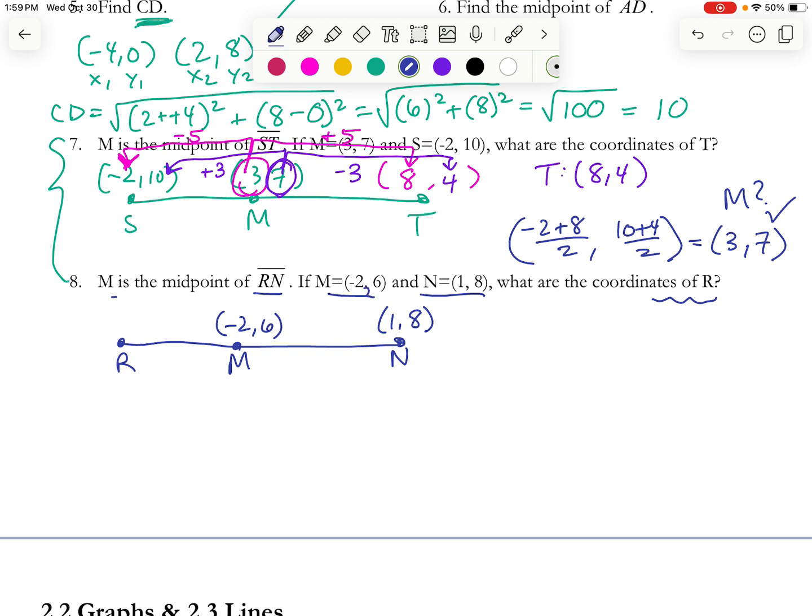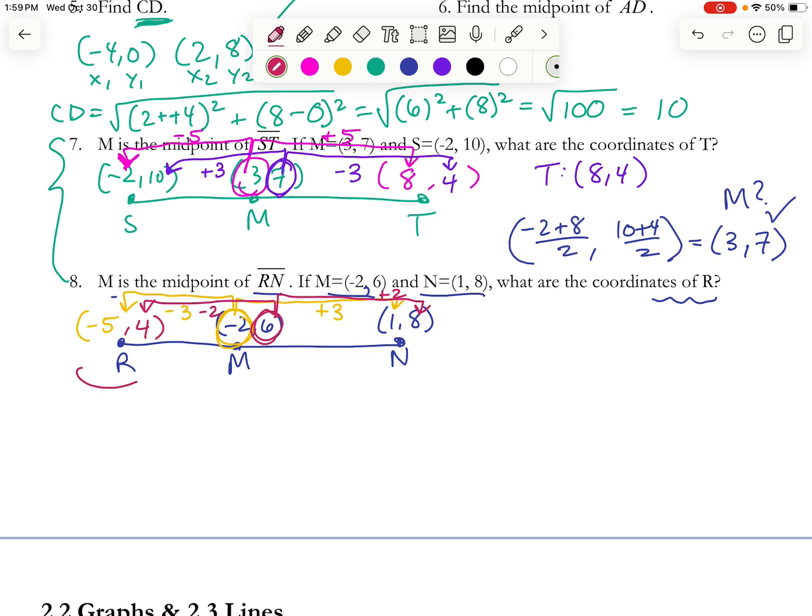Okay, so let's try this process again. Between the x's, from -2 to 1, how did we get there? Well, -2 to 1 is plus 3. So to go the other way, we do -2 minus 3, we would get -5. This is just for x's. Next up, let's pick a different color. How about red? From 6 to 8, how did you get there? We added 2, which means to go this way, we're going to subtract 2. 6 minus 2 is 4.